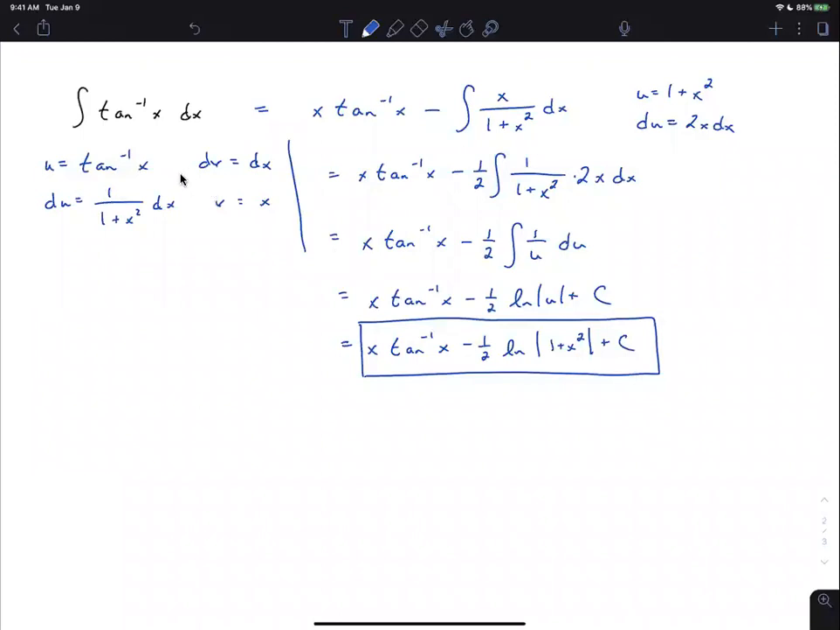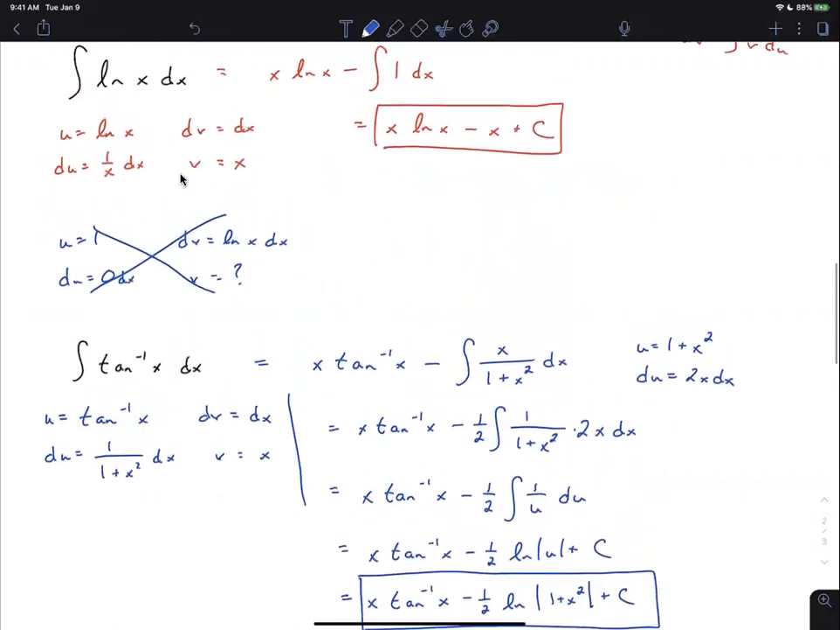Okay, so these last two problems are examples where it's not really clear that it should be parts to begin with. It just happens to work out that when you set it up this way, you get this integral that we're then able to do. Obviously, the integral of 1 dx is really easy. This one's not quite as easy, but it's not terrible. You can do it with u substitution.